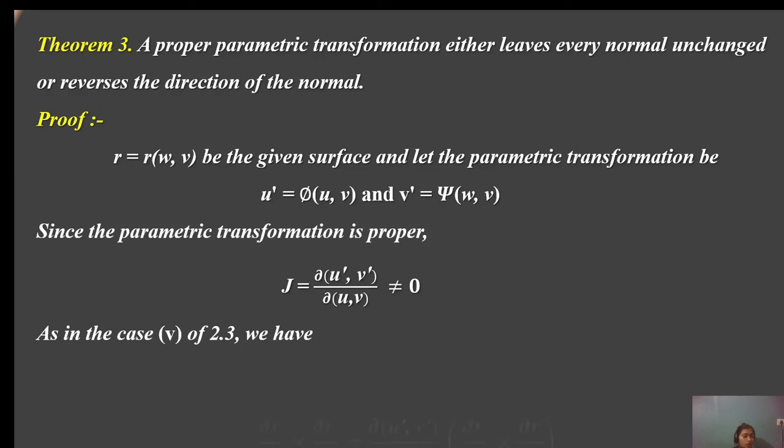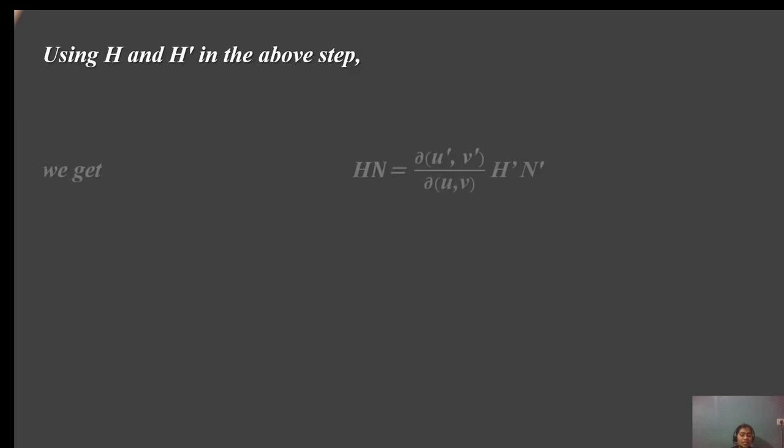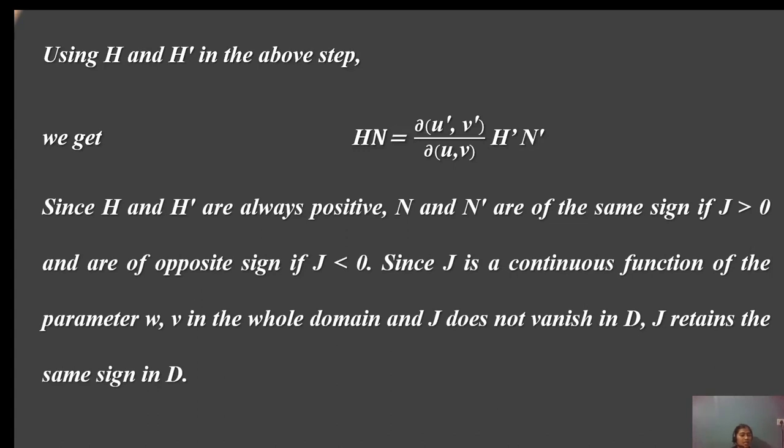In this case we get del r upon del u cross del r upon del v equals del of (u dash, v dash) upon del of (u,v) times del r upon del u dash cross del r upon del v dash. This gives, by the right-handed rule, Hn equals del of (u dash, v dash) upon del of (u,v) times H dash n dash. Since H and H dash are always positive, n and n dash have the same sign if the Jacobian J is greater than 0 and opposite signs otherwise.